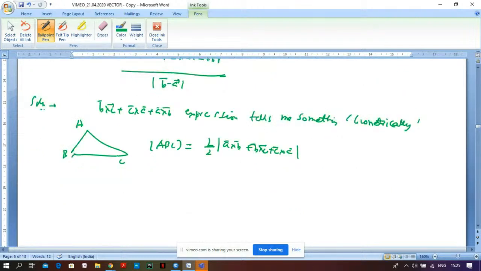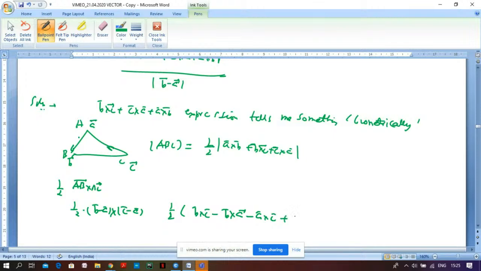It is easy to derive. You can take this as C, this is A, this is B. Just take anything, like say half AB cross AC. That is B minus A crossed with C minus A. So B minus A cross C minus A gives you B cross C minus B cross A, minus A cross C plus A cross A.